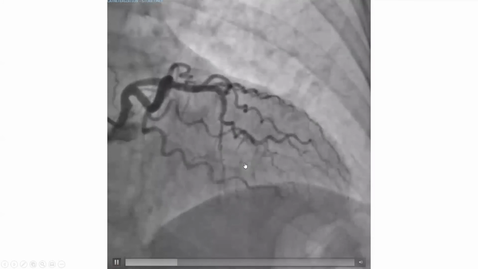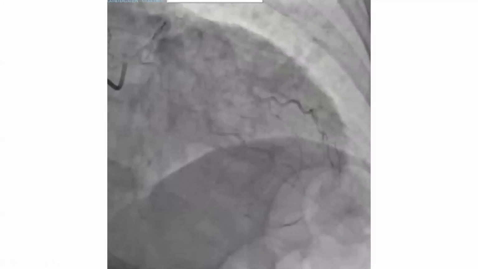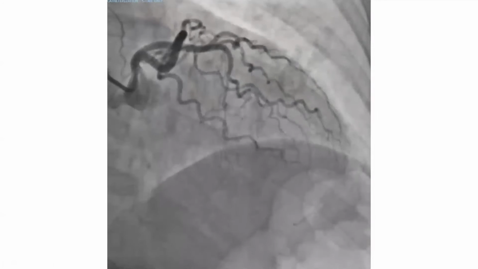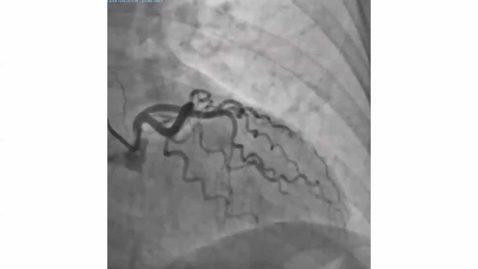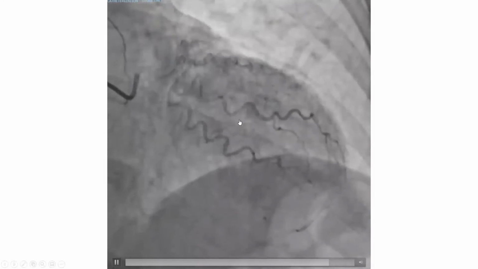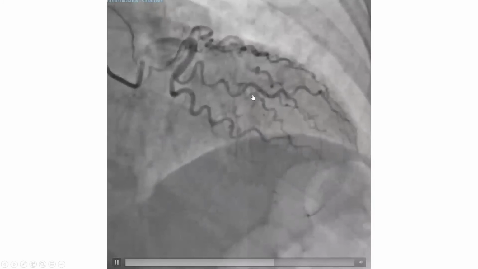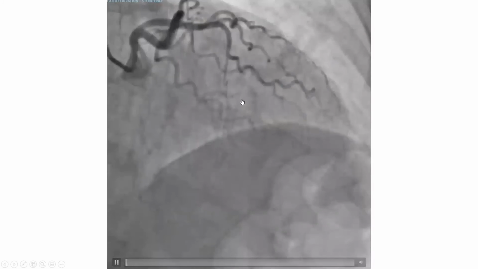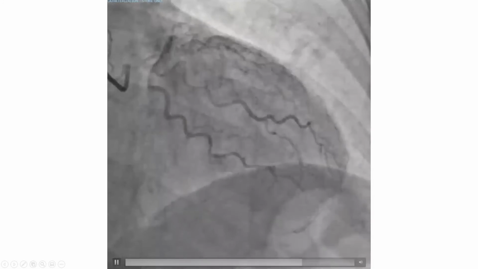This is another view. And even though I said you don't want to take too many views in SCAD because there's a risk of hydraulic dissection, unfortunately, their anatomy tends to be so difficult with so much overlap that you need to take more views, steeper angles to open up the vessels. So here again, it's hard to tell, but probably the occlusion is somewhere around here in that distal LAD, somewhere here, and it goes all the way there.